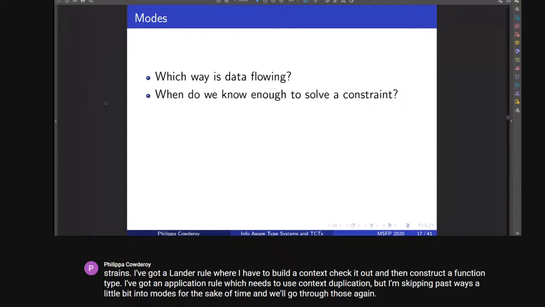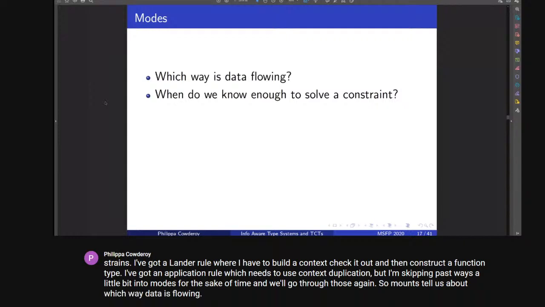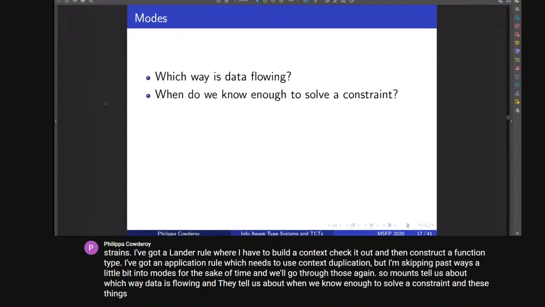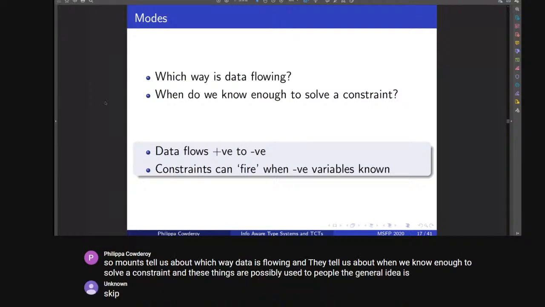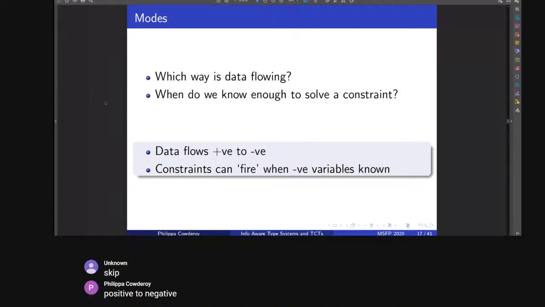So, modes tell us about which way data's flowing. They tell us about when we know enough to solve a constraint, and these things are possibly news to people. The general idea is that data goes positive to negative, and then constraints can fire when all their negative variables are known.